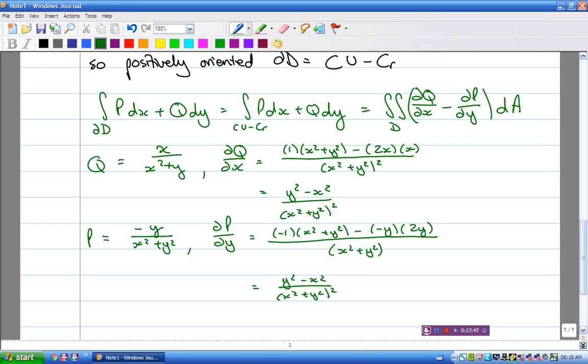Question, yes? For Q, the first little term there, is it x squared plus y squared multiplied? Thank you. I copied badly.